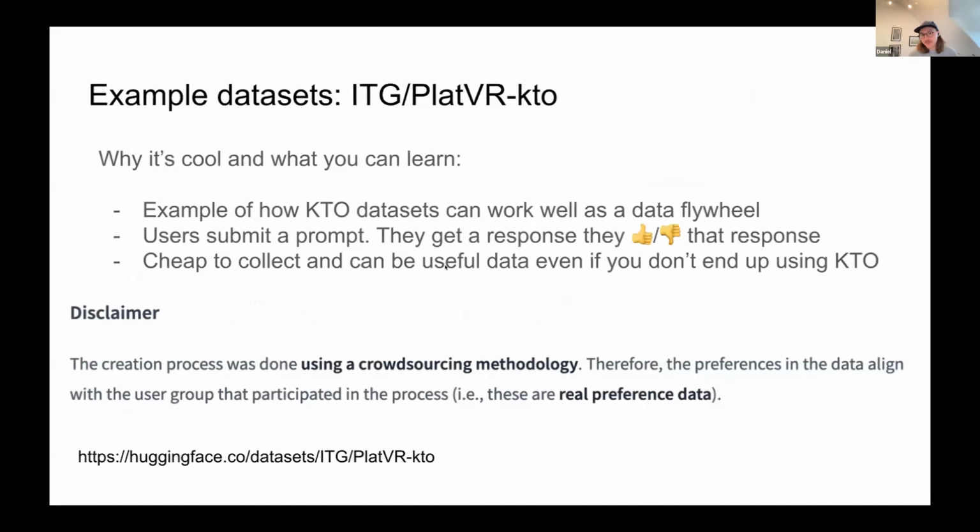Here's another example. This one is actually a vision model, but it has a similar interest in that it's focusing on generating this data flywheel, so trying to get this thumbs up, thumbs down. It really depends what kind of context you're working in, but I think getting these thumbs up, thumbs down ratings can be quite useful.